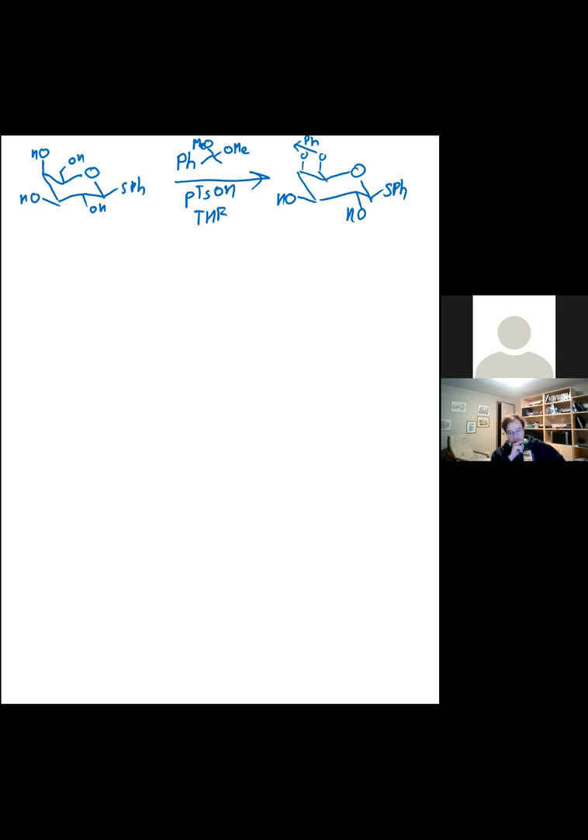So what's special about that? Well, what's special is that we're making a 6-membered ring. And we have one substituent on that terminal carbon, it's a phenyl group, and we can make the 6-membered ring such that that phenyl group is equatorial. That's very stable. And it's always equatorial.